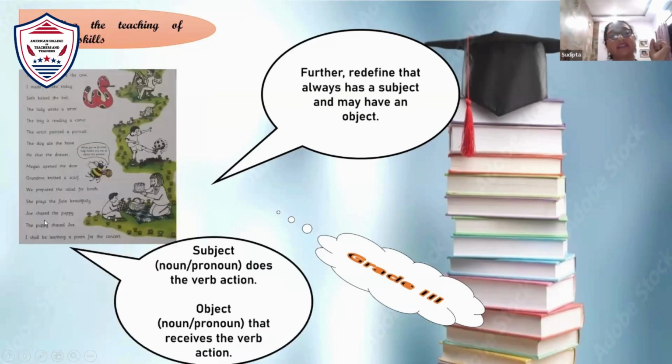And we start the class by making them identify which one is subject, which one is object. So we redefine that a sentence always has a subject and may not have an object. And we tell them that the subject is doing the action, and the object is receiving the action.